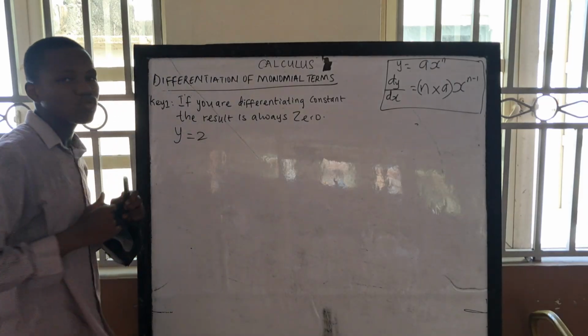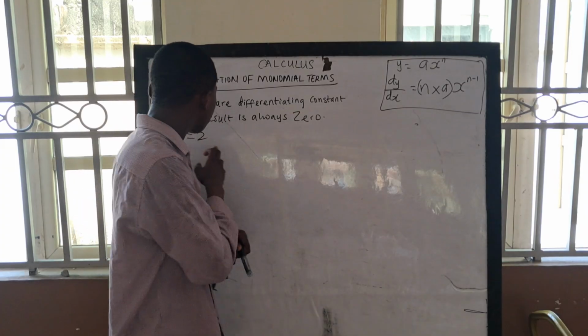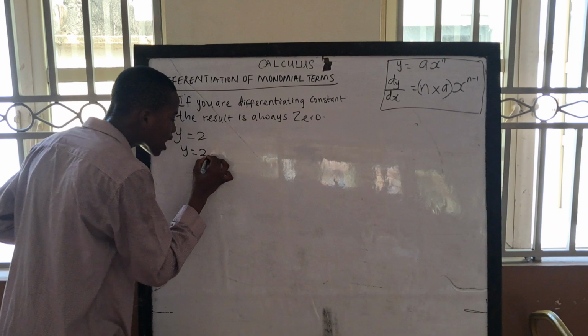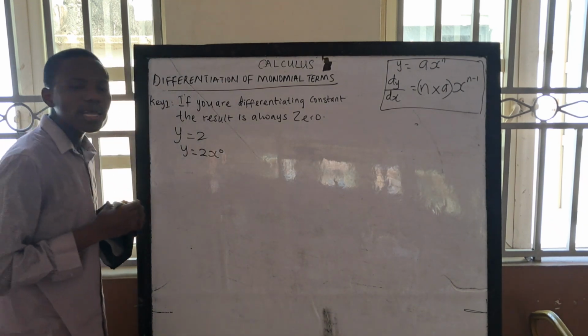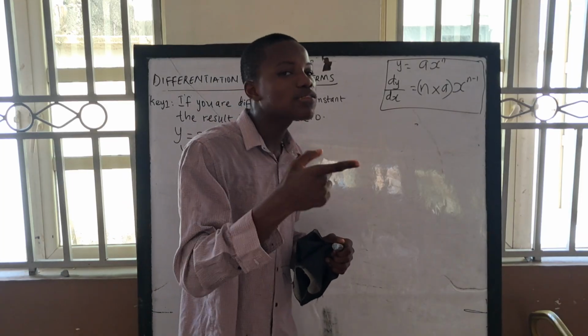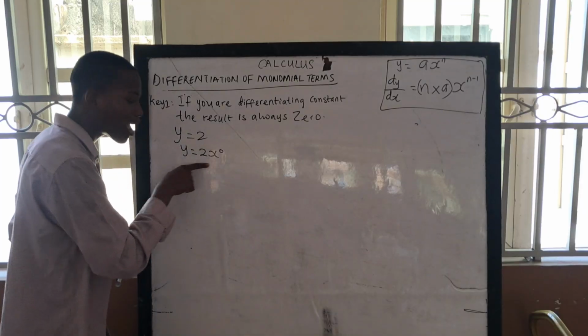So I'm having y equals 2. I'm asked to differentiate this with respect to x. So I can have y equals 2x raised to the power 0. Why did I include this x raised to the power 0? Because I'm asked that I should differentiate my y with respect to what? X. That means I must include x in my function.